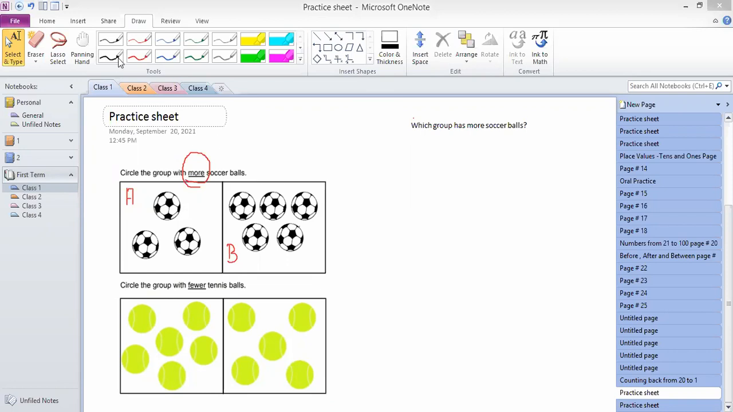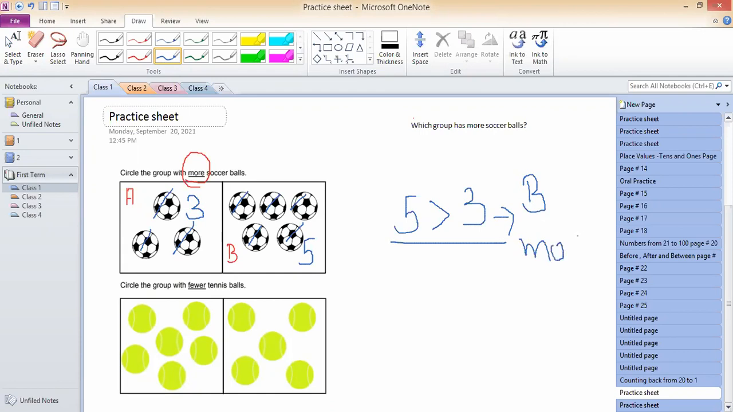Why B, guys? Because when you count the number of scissor balls in A, it is 1, 2, and 3. There are 3 scissor balls in A. But when you count the scissor balls in group B, it is 1, 2, 3, 4, and 5. It is 5. So 5 is bigger than 3. 5 is greater than 3. Look, I opened its mouth in front of the bigger number 5. That's why you will say group B has more scissor balls than group A. Is it clear, guys? Yes, sir.